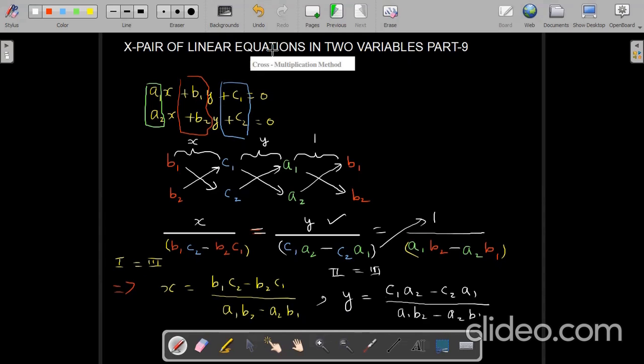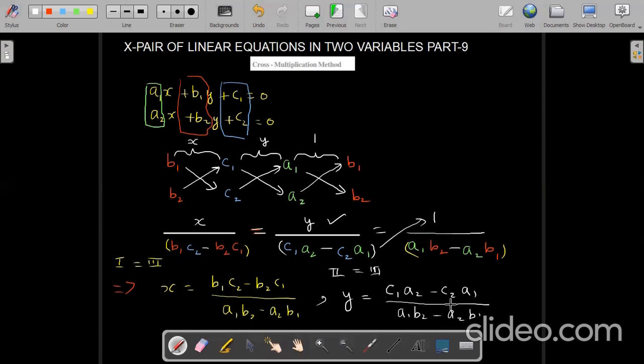But as the name suggests, it is cross multiplication, because we are doing cross multiplication. So whenever we are solving, we will not use this formula directly. We will write like this and we will cross multiply. We should show the cross multiplication, because it is the cross multiplication method. On solving, we will do like this.